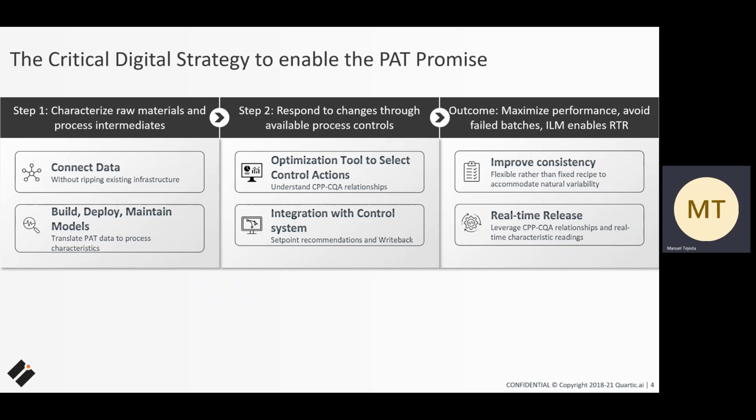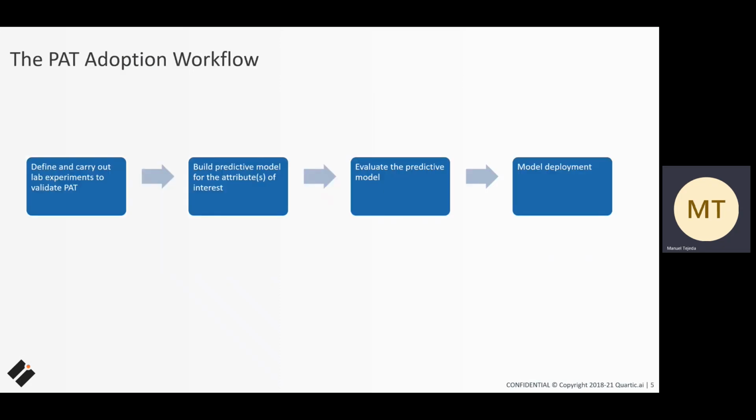And then those outcomes, well, again, we want to try and improve consistency, and we're working towards real-time release. So let's take a look at step 1, the first pillar here, and let's break this down a little bit further. So what does a PAT adoption workflow look like? Well, in 4 high-level steps, somebody who wants to bring this PAT to a site will define and carry out lab experiments to validate the PAT. So does the science apply in our current case?